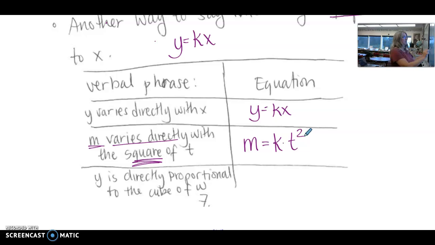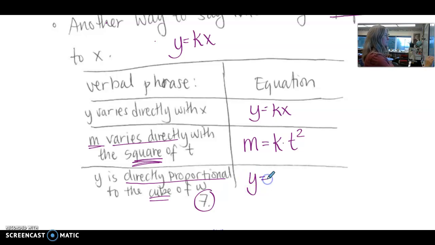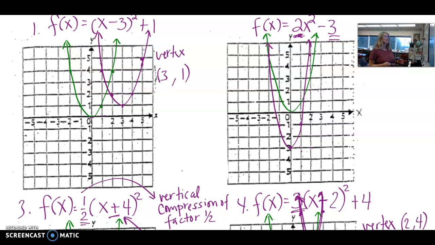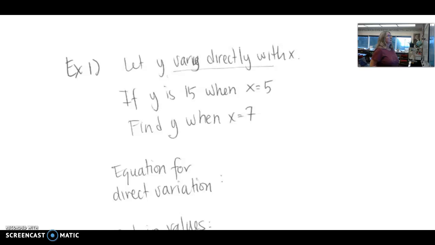Another example, y is directly proportional, remember that means the same thing as direct variation, to the cube of w. So y equals k times w cubed, because the cube of w is w cubed. So you have to pay attention to the words that are being used.